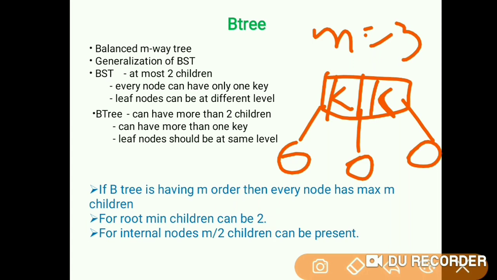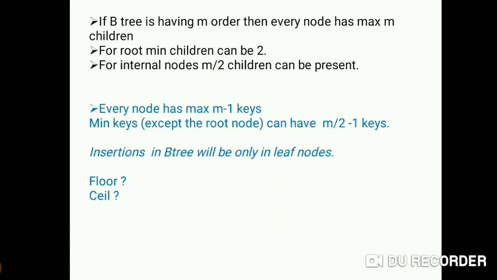Right? One more property is that for the root, the minimum children can be 2. And for internal nodes, the minimum children can be M divided by 2. So these are the properties of B-tree. We were talking about M, that is only children. Now what about keys of B-tree? So let's check the properties related to keys.